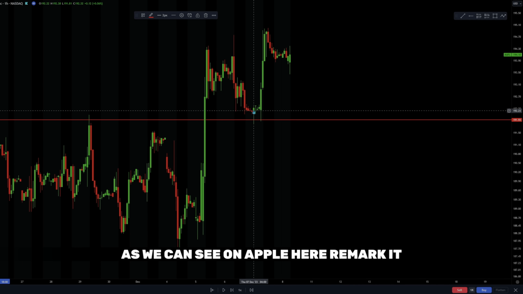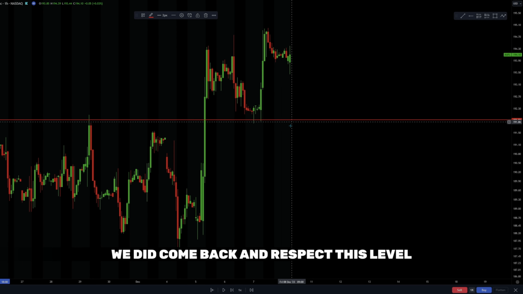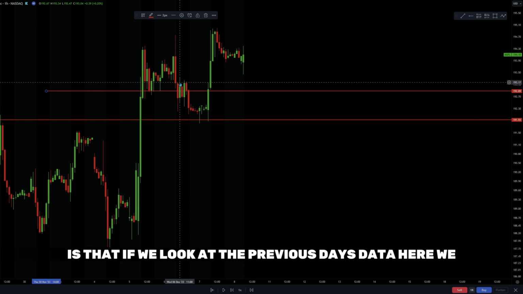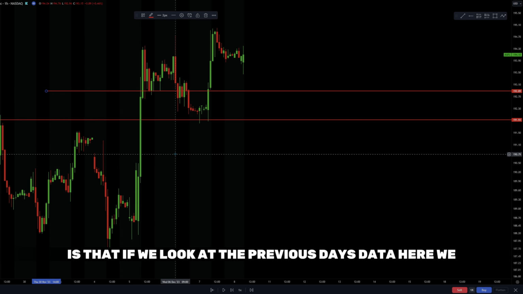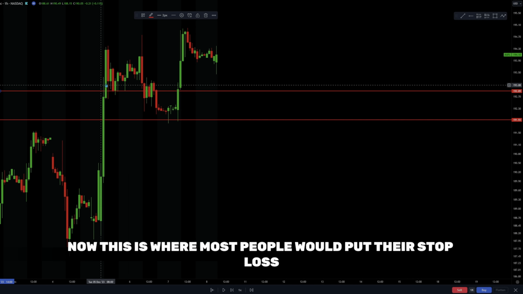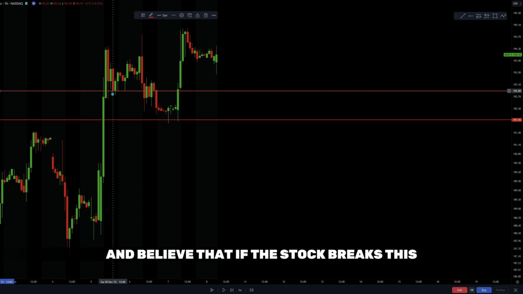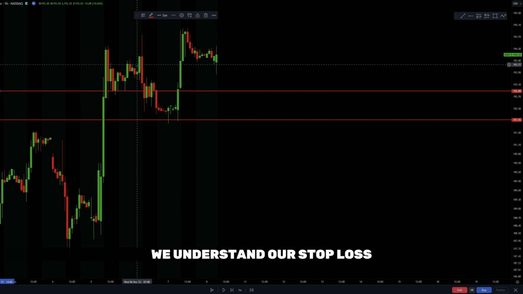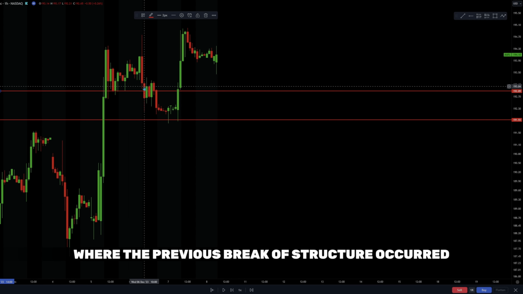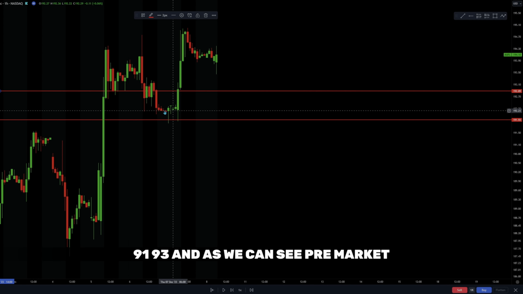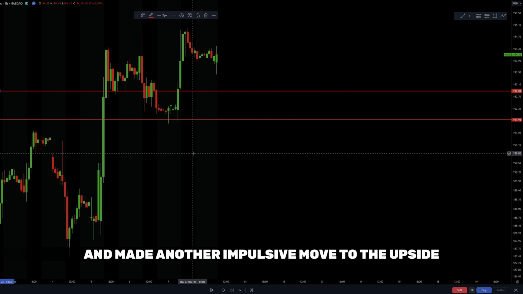As we can see on Apple here, pre-market, we did come back and respect this level. Another thing that I noticed on Apple is that if we look at the previous day's data here, we see that we actually created this potential higher low. Now, this is where most people would put their stop loss and believe that if the stock breaks this, we would actually reverse on Apple. However, we understand our stop loss where the previous break of structure occurred, and this is at 191.93. And as we can see, pre-market, we held this very well and made another impulsive move to the upside.